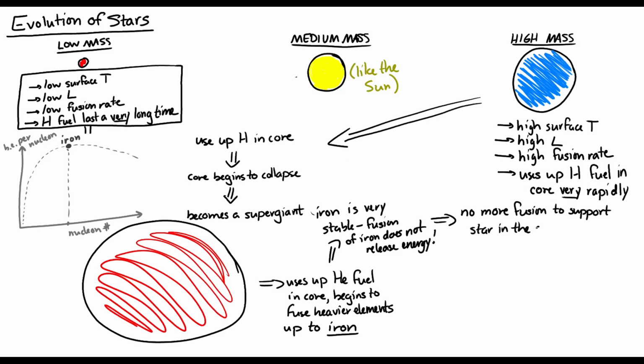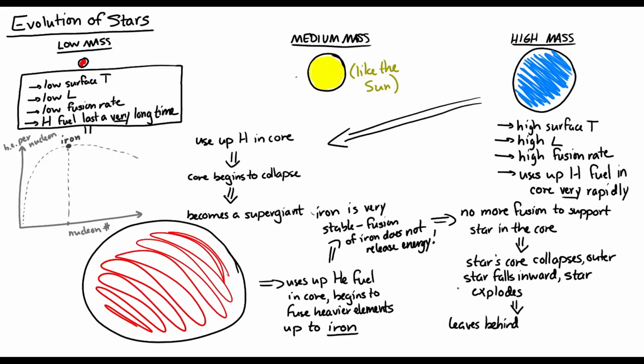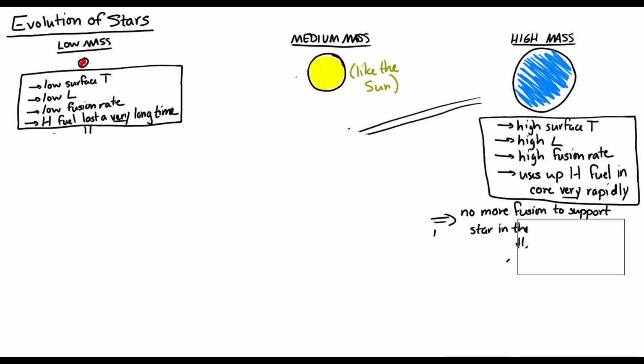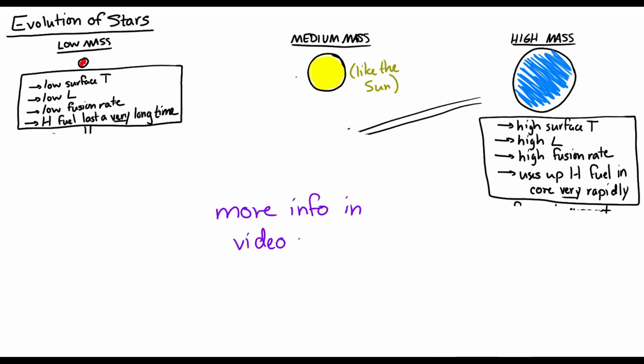And the star's core will collapse, and the outer part of the star will fall in upon it, and the star will explode, leaving behind some kind of stellar remnant, which we either call a neutron star, or, if the star is large enough and the explosion is large enough, a black hole. If you'd like to know more about this, I've gone very rapidly through this, but I can link to another video that I made for the older curriculum, which explains this in a little more detail.